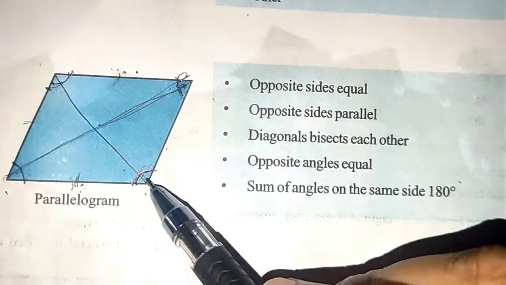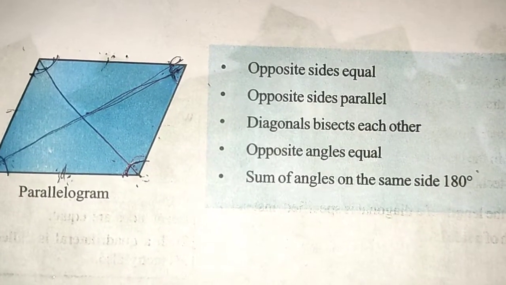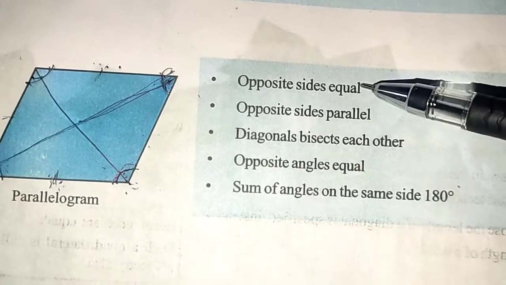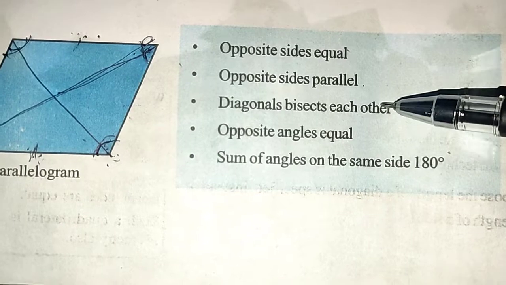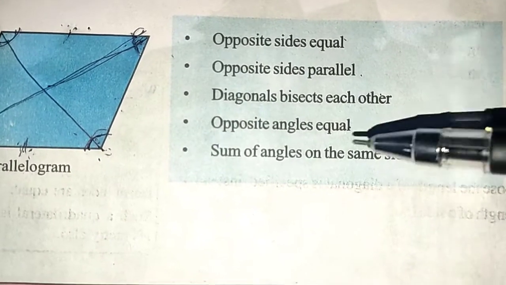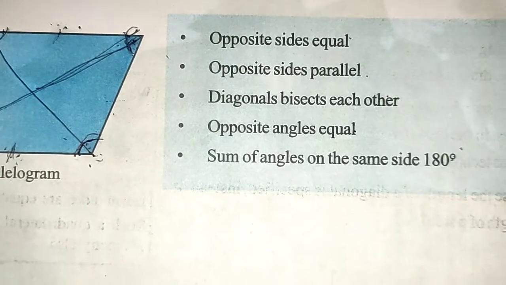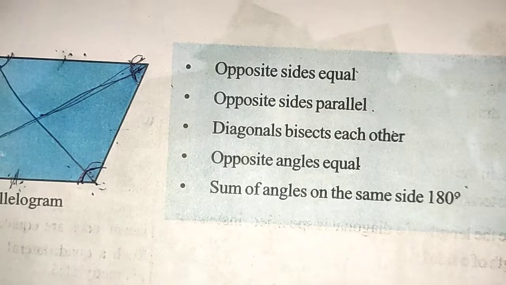That is, in a parallelogram, the adjacent angles are supplementary. So these are the specialities: opposite sides equal, opposite sides parallel, diagonals bisect each other, opposite angles equal, sum of angles on the same side is equal to 180 degree, or the adjacent angles are supplementary for a parallelogram.